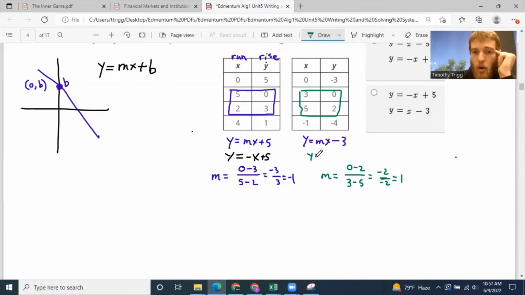Well, that gives us our equation. y equals 1x. Well, we don't need the 1 there. Just put x, minus 3.